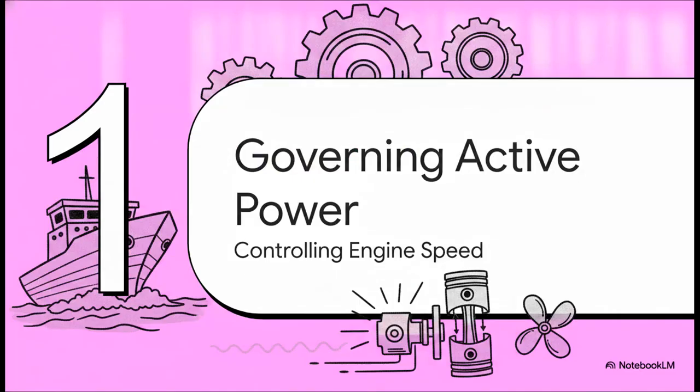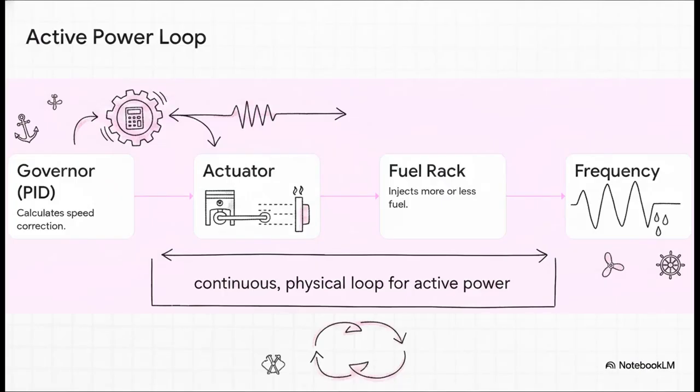Section 1. Governing active power. Before we can talk about the whole power plant, we have to understand active power. Active power is the actual physical heavy lifting being done by the system, pushing the ship through the water or running the heavy deck machinery. And as we just established, controlling that comes down to controlling the speed of those engines.